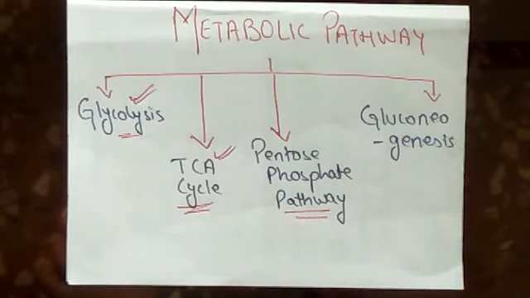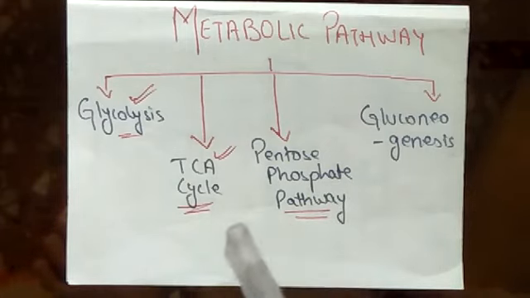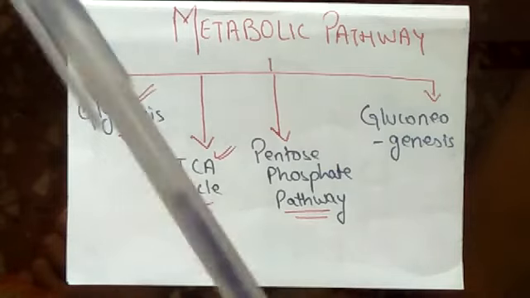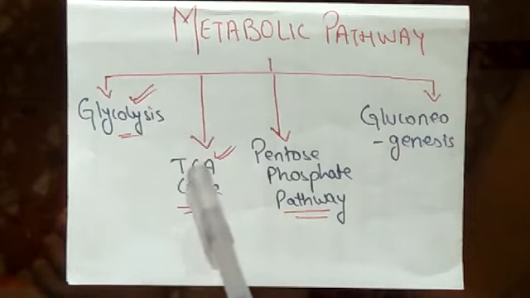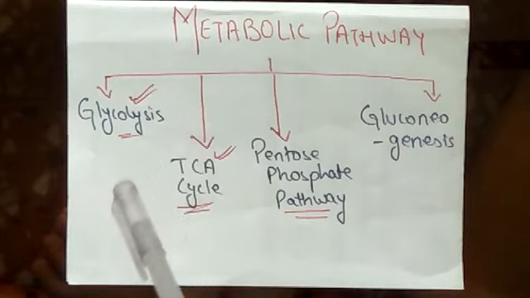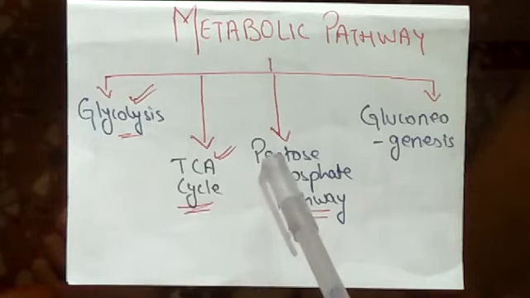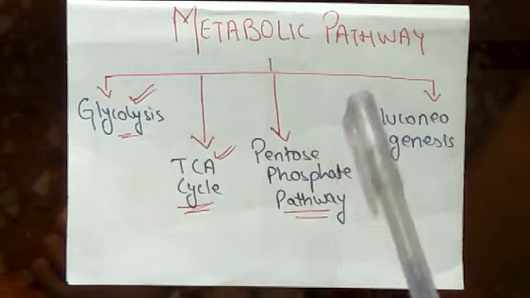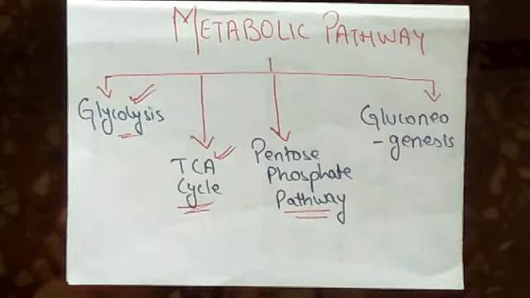Hello viewers, welcome back to our new video named pentose phosphate pathway. In the previous two videos, we have discussed the two important metabolic pathways: glycolysis and second, the TCA cycle, which is also known as the Krebs cycle. Now further, we're going to discuss the third main cycle named pentose phosphate pathway, and we will also know why it is useful for our body.